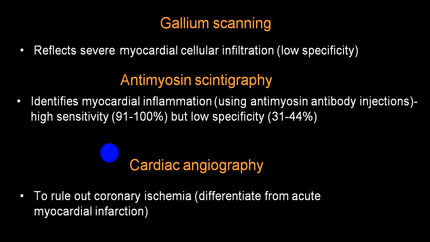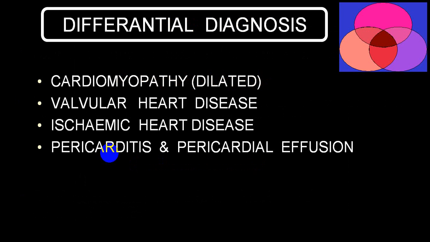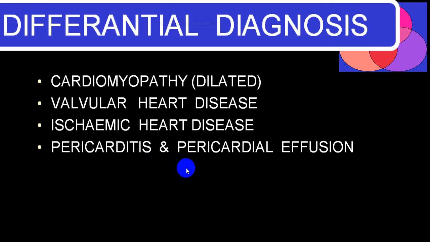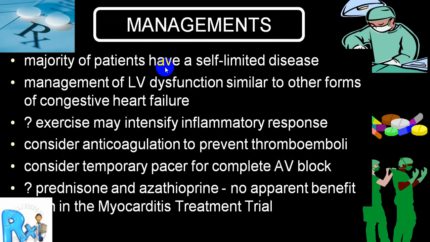Angiography is almost of no use. It is mainly to rule out cardiac ischemia in a suspected case of MI. You will have to differentiate cardiomyopathy, valvular heart disease, ischemic heart disease, and pericardial involvement because of other etiology. Management will depend upon the stage in which he comes. By and large, the most common presentation is congestive heart failure, so management of congestive heart failure.